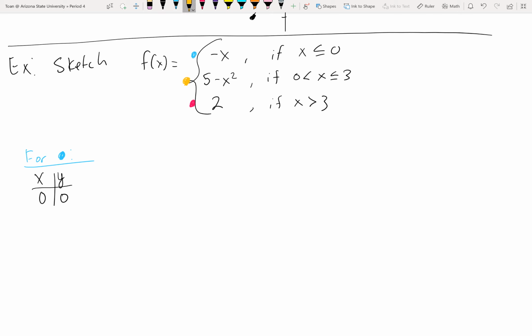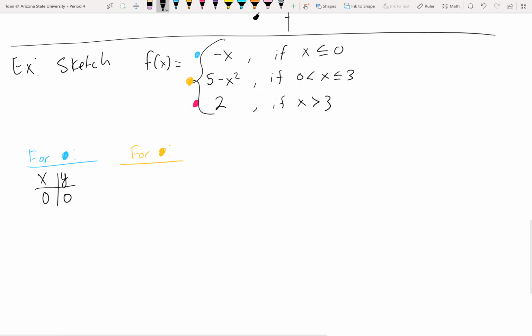Move on to the middle function. For the middle function, if I take a look at the domain restriction, we all agree that 0 and 3 are probably special numbers. So I'm going to do my XY table with 0 and 3. Plug those numbers in. Plug in a 0, you get a 5. Plug in a 3, you get a -4.